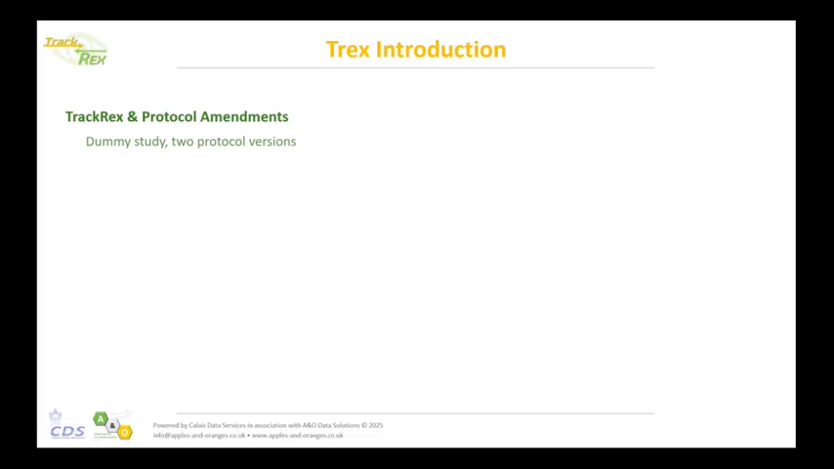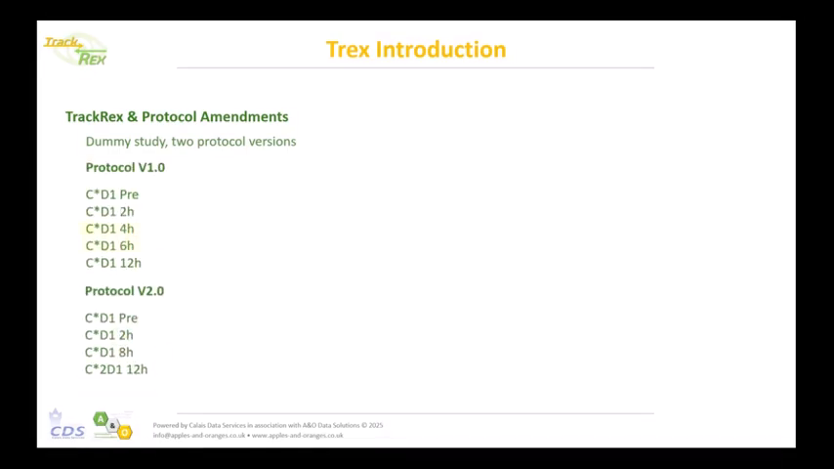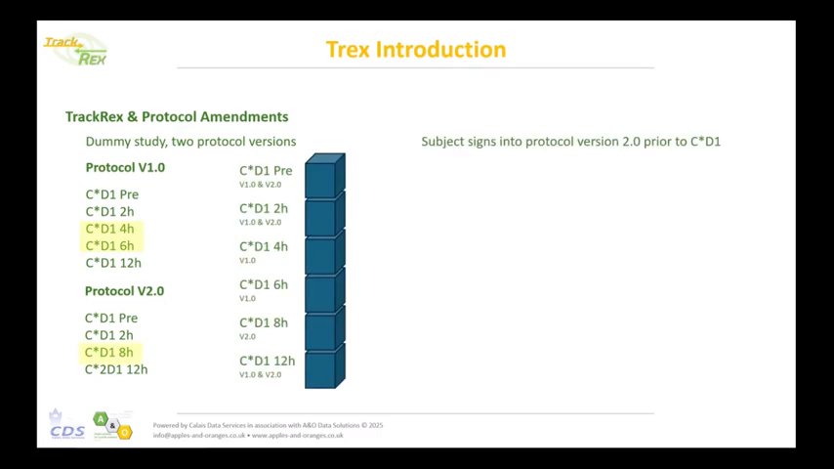In this case, we have 2 protocol versions. Protocol version 1 has a 4-hour and a 6-hour sample expectation. Protocol version 2 does not have these. Instead, it has a new 8-hour sample expectation. The TrackREX program, when running, firstly creates an expectation for all samples, but then opens or closes out expectations depending on what protocol version a subject is signed into.